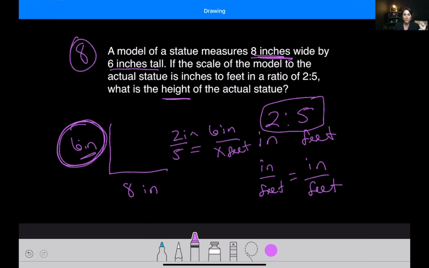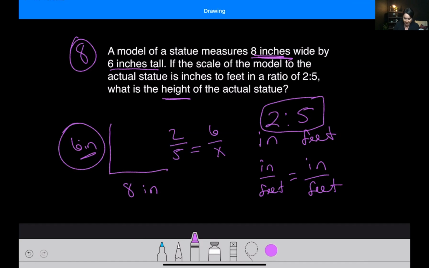Okay, so it's 2 over 5 equals 6 over x. Make sense? I'm only dealing with the height, so I'm only dealing with this 6 here. And my scale is 2 inches equals 5 feet. Inches over feet equals inches over feet.